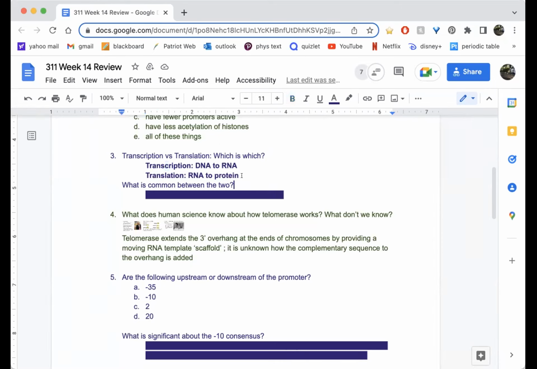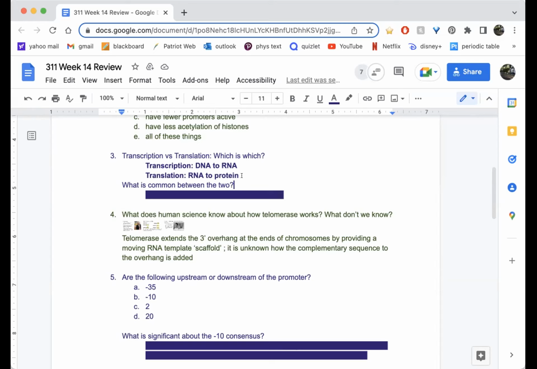So there are processes that occur during transcription and translation that are common between the two of them. What is common between the two? And Usman, I'll answer your question after we do this one. Yes, RNA is common between the two, but I was thinking more about the processes that are involved during transcription and translation. But RNA would be correct.